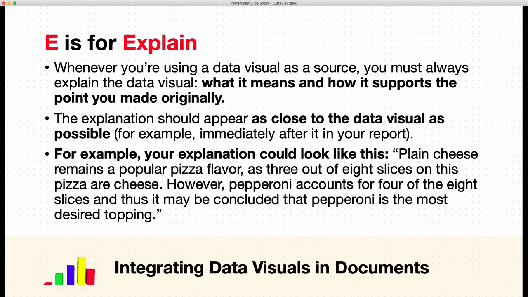So, for example, your explanation could look like this. Plain cheese remains a popular pizza flavor as 3 out of 8 slices on this pizza are cheese. However, pepperoni accounts for 4 of the 8 slices, and thus it may be concluded that pepperoni is the most desired topping. There's an explanation of our data visual. So we've gone through I, C, and E. Integrate, cite, explain. Let's put it all together and see what it looks like.